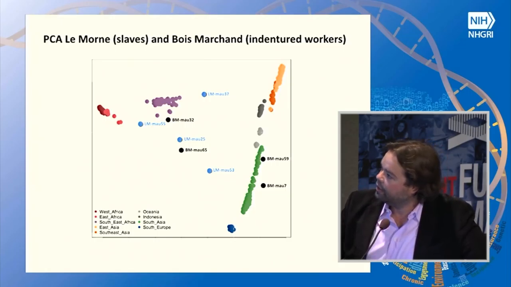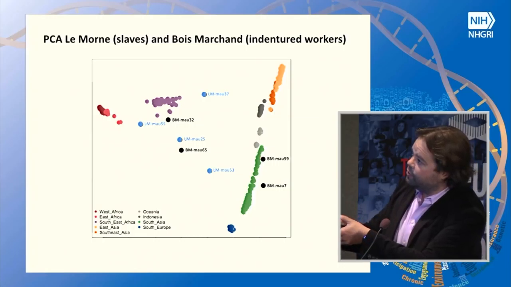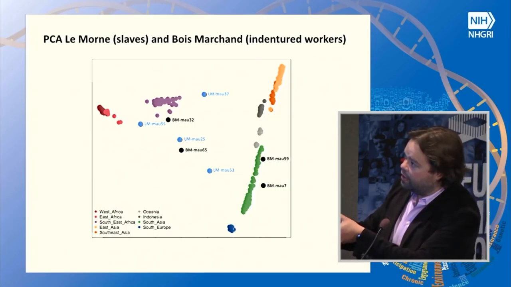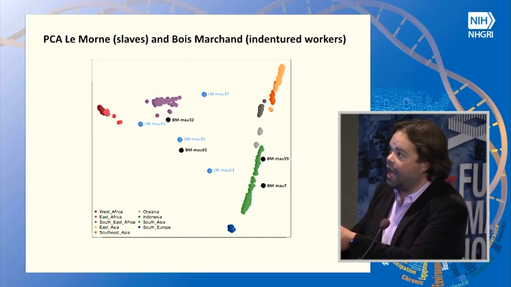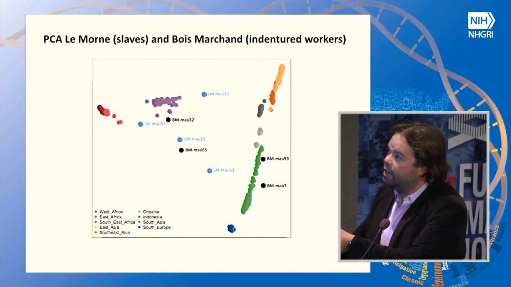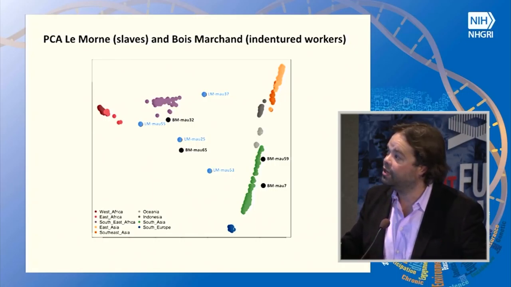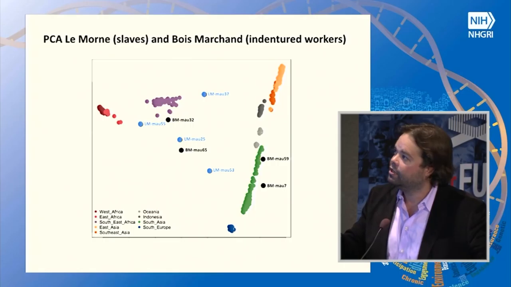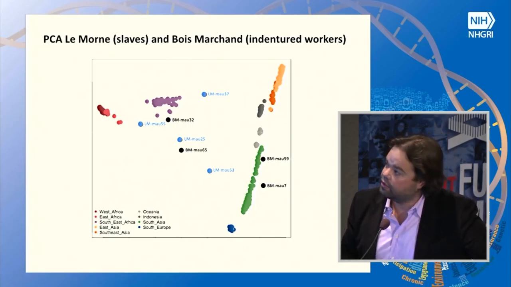On the other hand, here's an individual that's kind of equidistant from this cluster and this cluster, suggesting that they are a first generation admixture of individuals coming from these two groups. Likewise, here's an individual who's largely Southeast African, right? And then from the Le Morne Peninsula, which is the slave cemetery, they're, you know, much more on this sort of African edge of the diversity space.